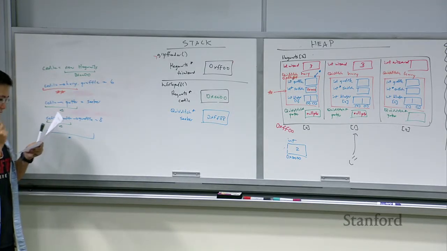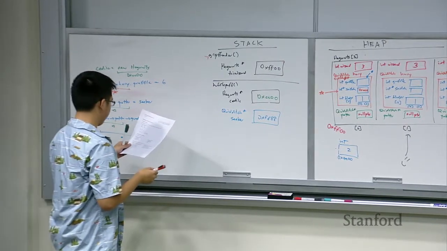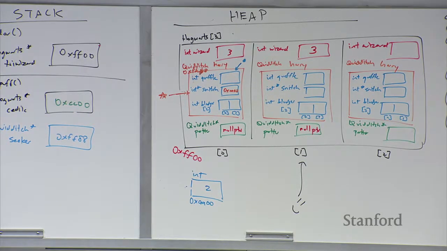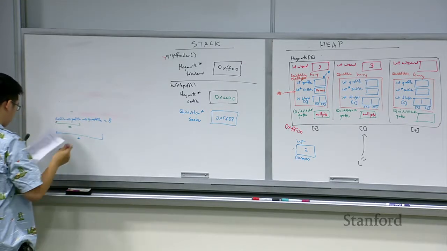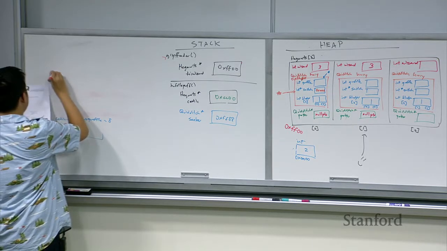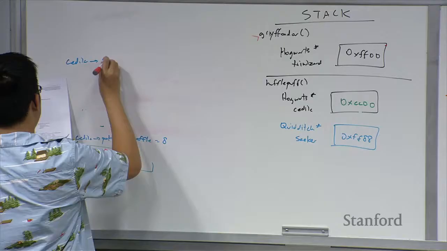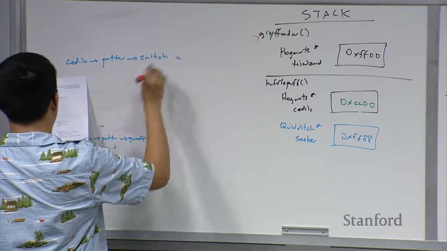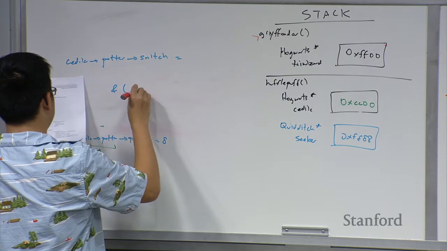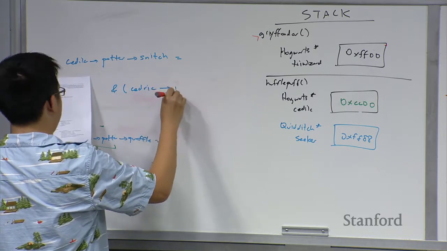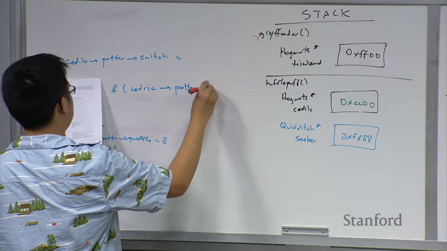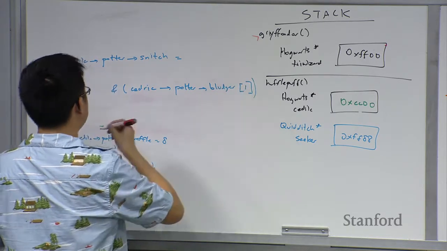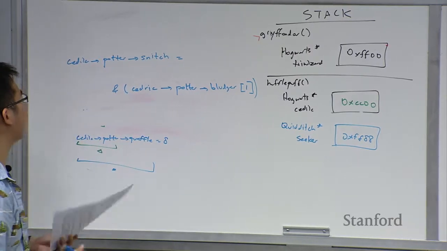Okay, this line looks very confusing. Let's be very careful here. This next line is Cedric arrow Potter arrow snitch, and that's equal to ampersand Cedric arrow Potter arrow bludger 1. Okay, let's parse through this step by step.